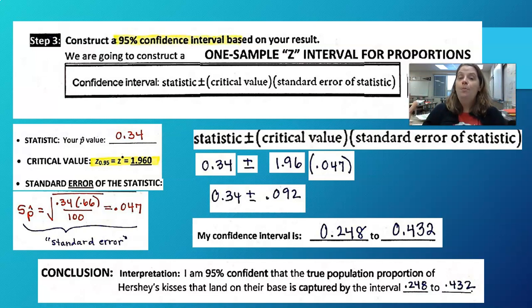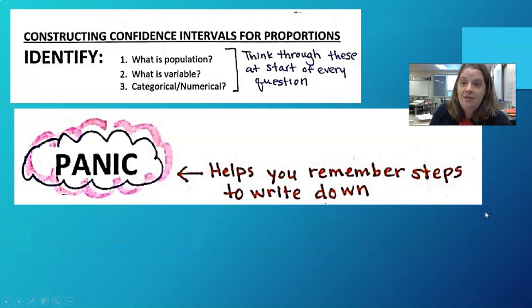that the true population proportion of Hershey Kisses that land on their base is captured by the interval 0.248 to 0.432. In other words, I believe that the truth is somewhere in this interval. Now, I could still be wrong because I'm only 95% confident. If I need to be 100% confident, I get a much wider bar that's probably not going to be as useful. Okay, so this is a confidence interval.